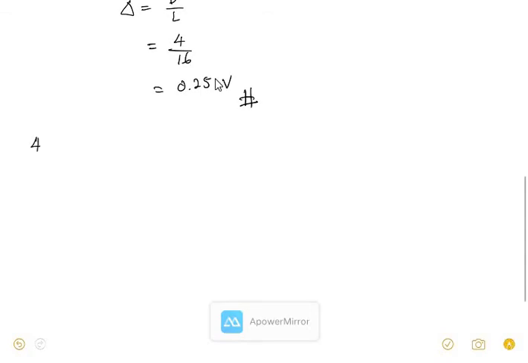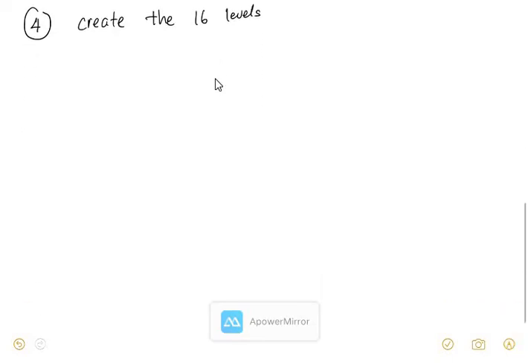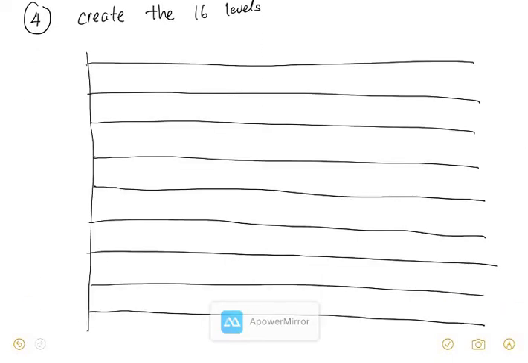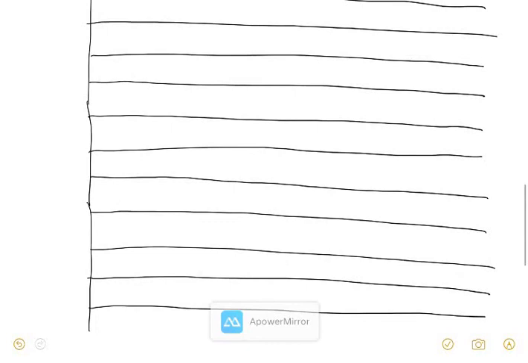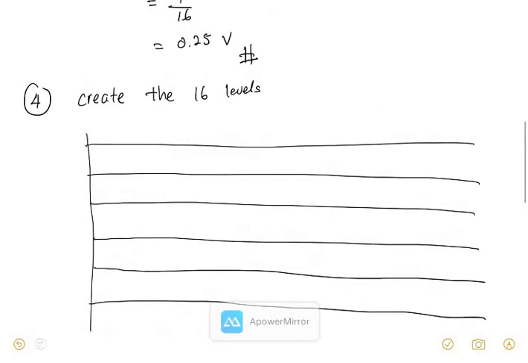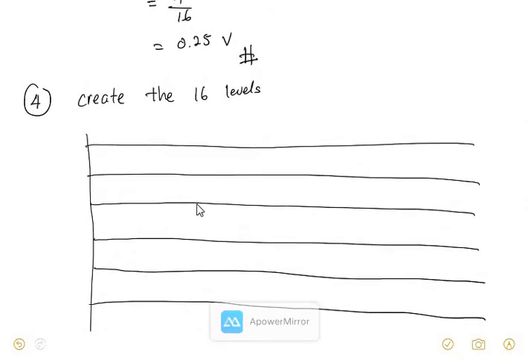Step number 4, you need to create the 16 levels. Now I have created the 16 levels. I have drawn 16 lines. You count: 1, 2, 3, 4, 5, 6, 7, 8, 9, 10, here is 10, 11, 12, 13, 14, 15, 16. So it's 16 levels.